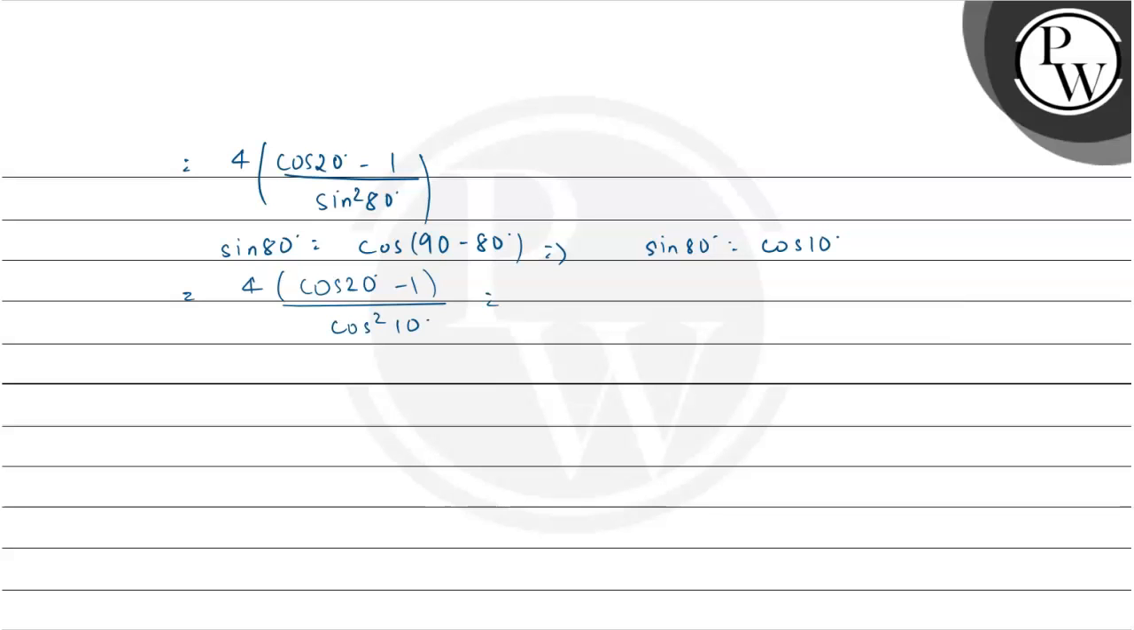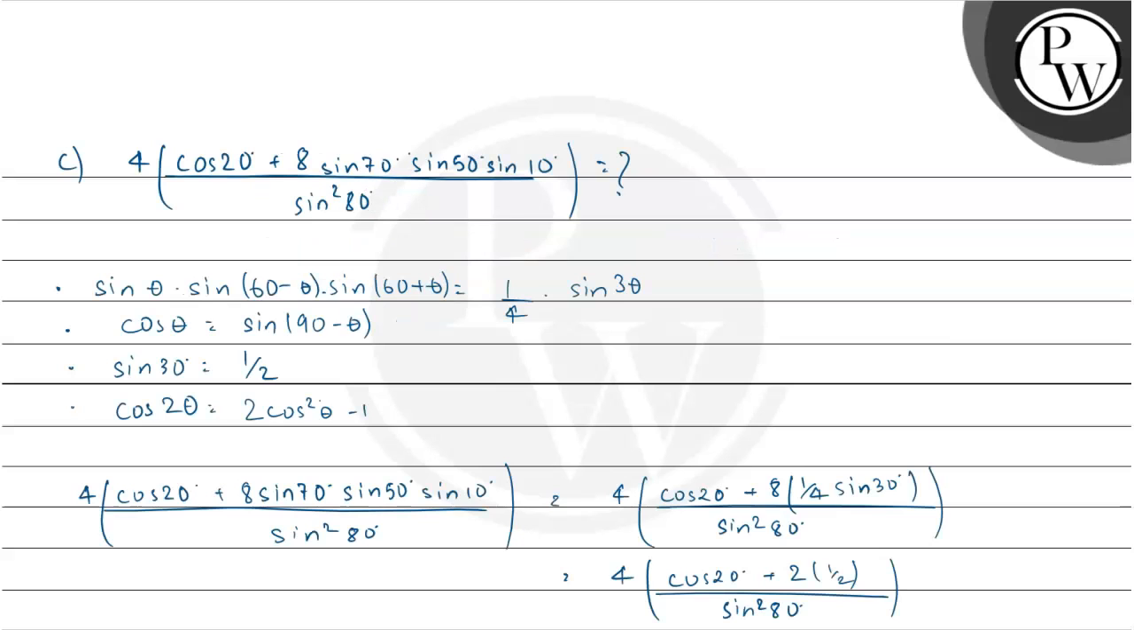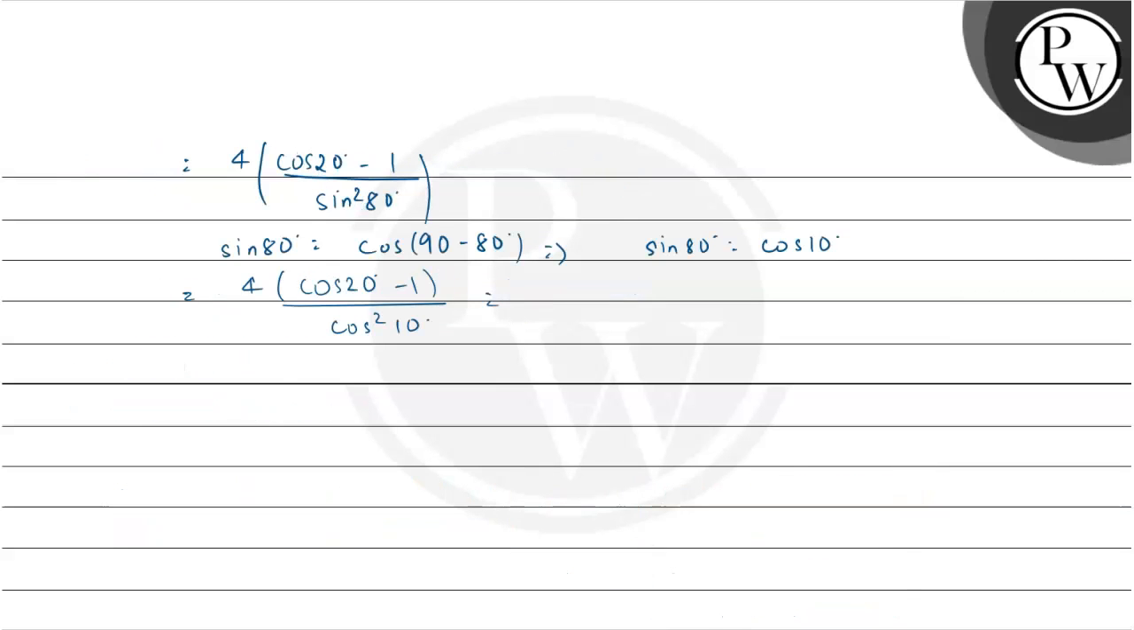I'll rewrite this cos of 20 degrees using the double angle formula, as cos of 2 theta is 2 times cos square theta minus 1. So I'll write this as 4 times 2 cos square 10 degrees minus 1, minus 1 upon cos square 10 degrees, which is 4 times.